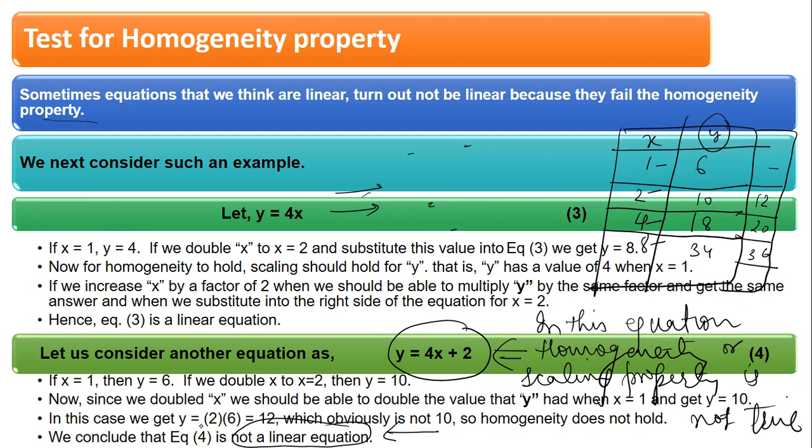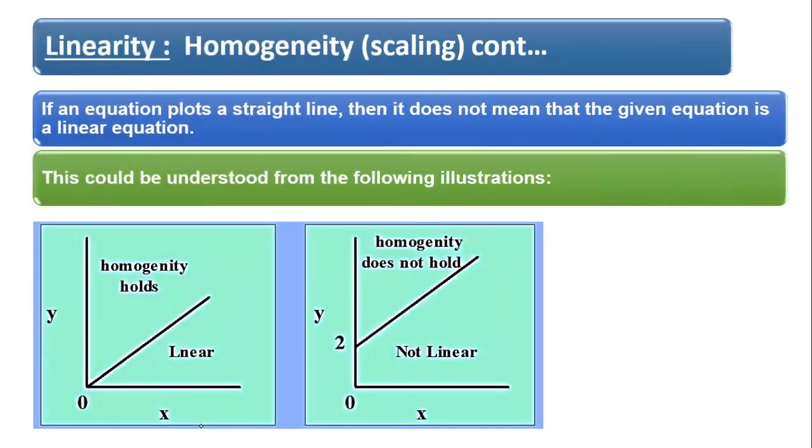Anything which seems to be a line is not every time linear, because all the systems are governed by certain equations. These equations have to follow certain properties, for example homogeneity property or scaling property, and also the property of superposition or additivity, right? So this was about homogeneity. We'll see the two equations with the diagram.